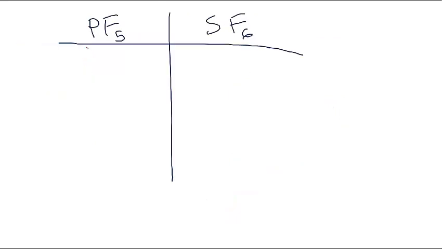So PF5. Because fluorine is very electronegative, it really wants to pull electrons away. Phosphorus is not particularly electronegative, as I will have had explained. We get this.